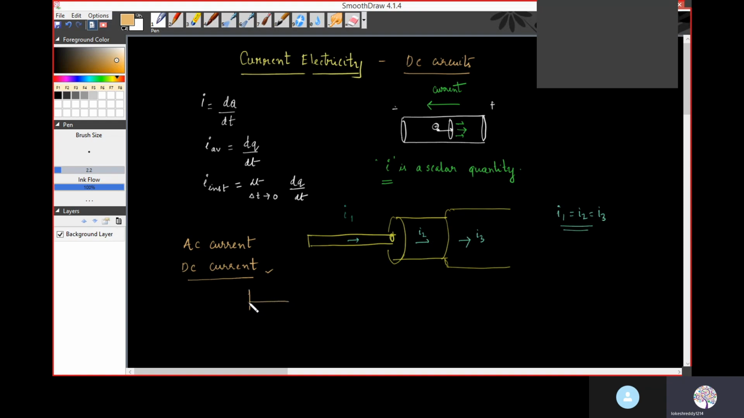Alternating current means the current will be like this: positive cycle, negative cycle. DC current is like this.